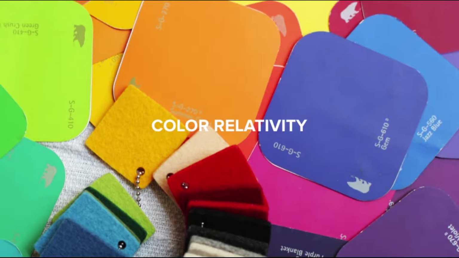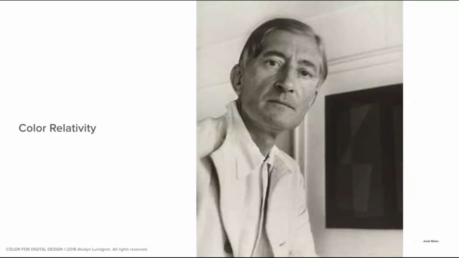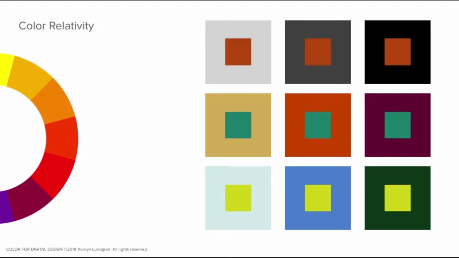So color relativity is a theory based on observation of color interactions, how colors work together, and why we see color the way we do. The theory was developed by Josef Albers, a colleague of Johannes Itten at the Bauhaus. The idea of color relativity is simply that the color that we see is affected by the surrounding colors. And this happens every time we look at something. And we can use this to manipulate color for our purposes as designers and artists.